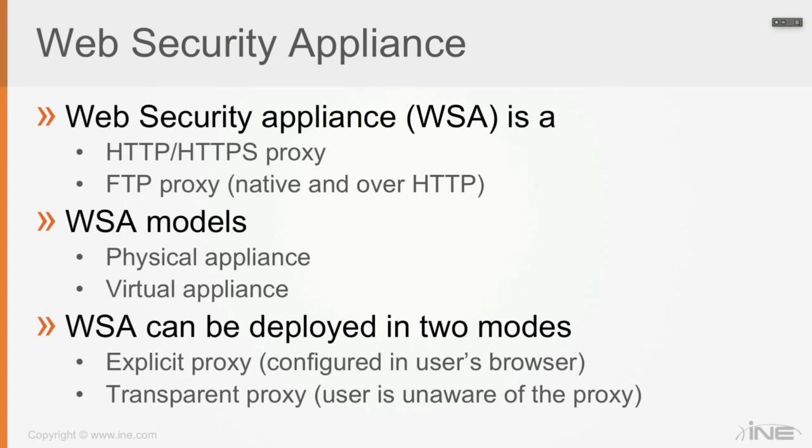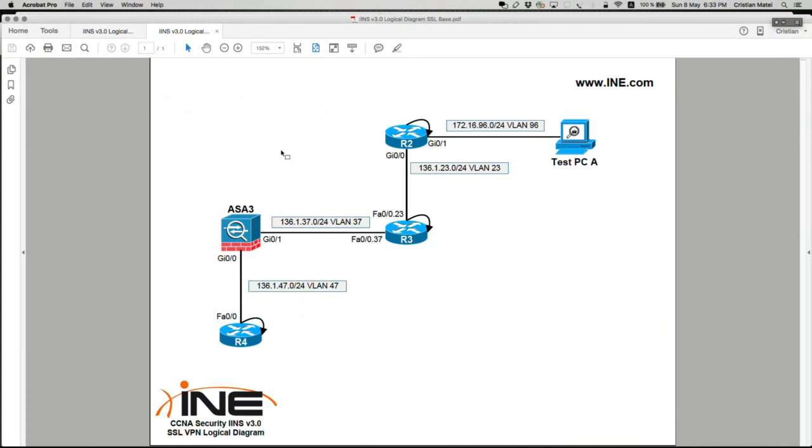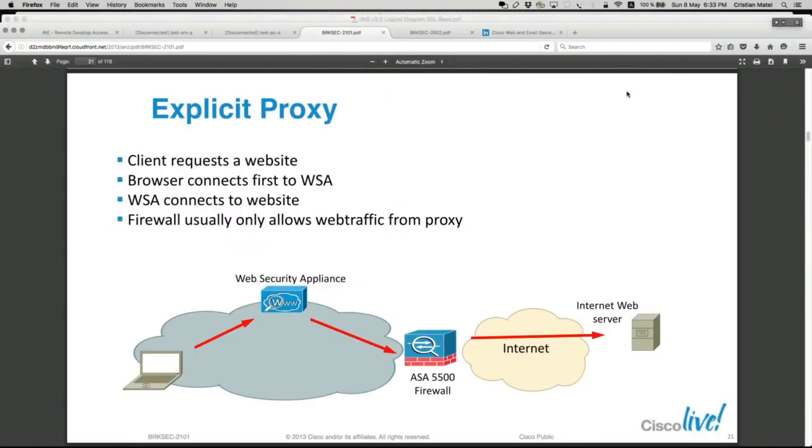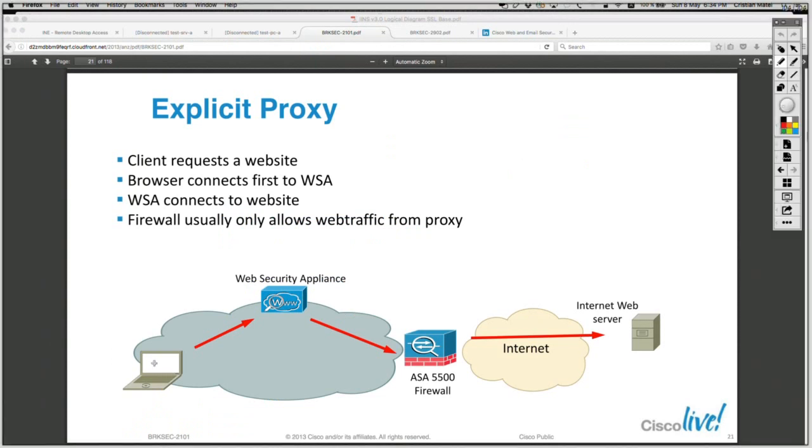He doesn't have the proxy configured in the browser, so the user is unaware of the proxy. Like if you look in here at this Cisco presentation from Cisco Live, explicit proxy means that this user has the proxy configured in the browser. So when the user wants to go out on the internet and get access to google.com, for example, the user is actually going to send a request to the web security appliance, get me to google.com.